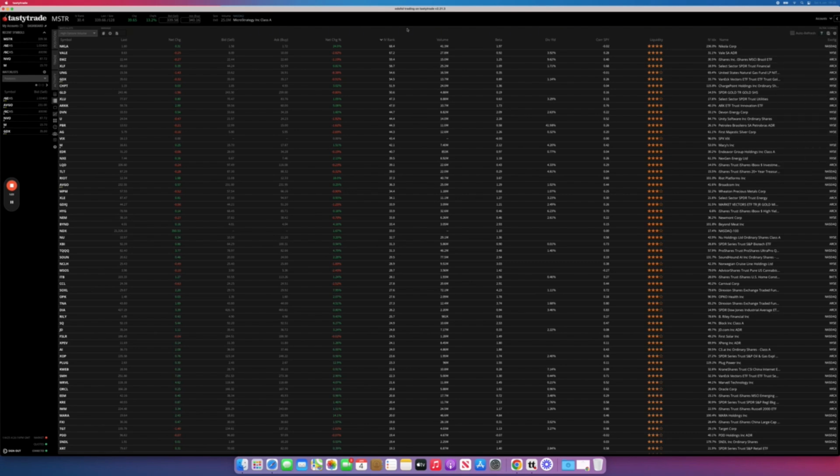So at this point, I like to order everything from high to low on the IV rank column. You can use any watch list that you like. This is a pre-made watch list. It doesn't matter which watch list you use, as long as there's a nice diverse selection of underlyings.